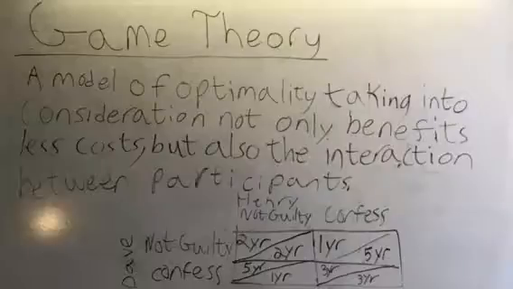Obviously, pleading guilty is the most attractive way if the other should plead not guilty, since the sentence is only 1 year. However, if the other party also chooses to plead guilty, both will have to serve 3 years. On the other hand, if both parties plead not guilty, they just have to serve 2 years in jail. Consequently, the risk of pleading not guilty is a 5-year sentence should the other choose to confess.